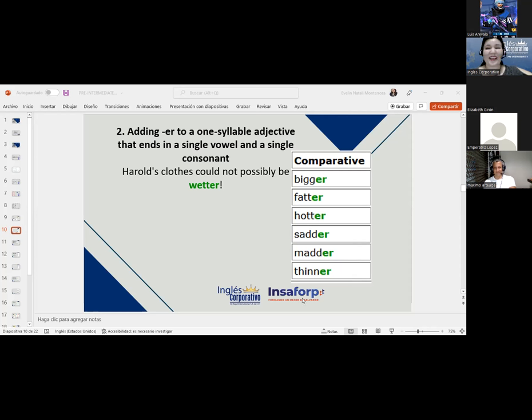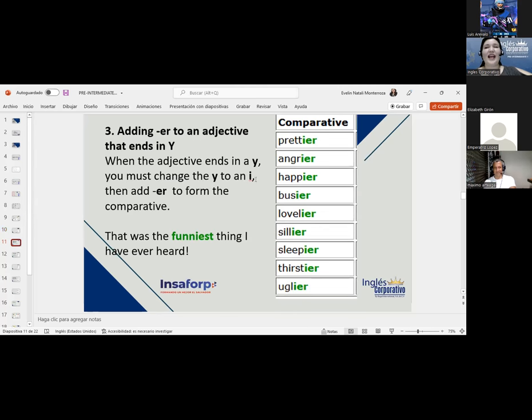Okay, we have the thinner, right? The next one we have, when we have the Y, this is a very common rule, right? We change the Y to I and add I-E-R. The examples, Emperatriz, can you help me with examples?